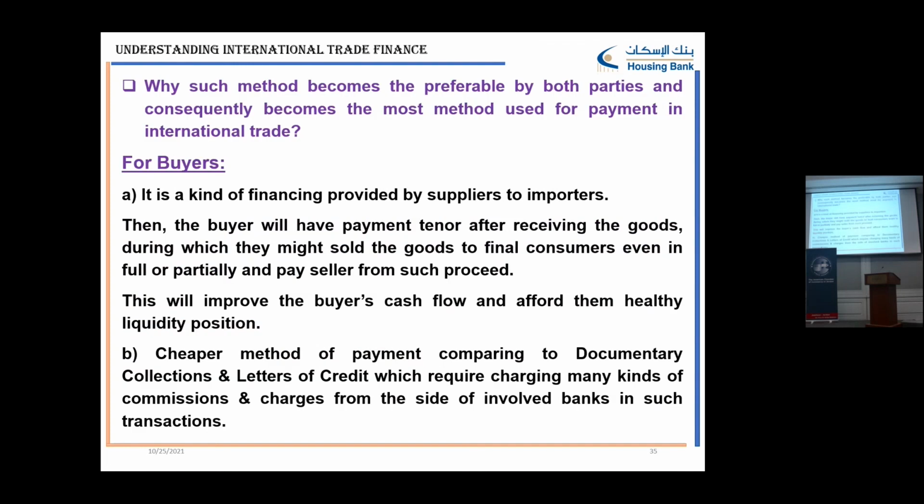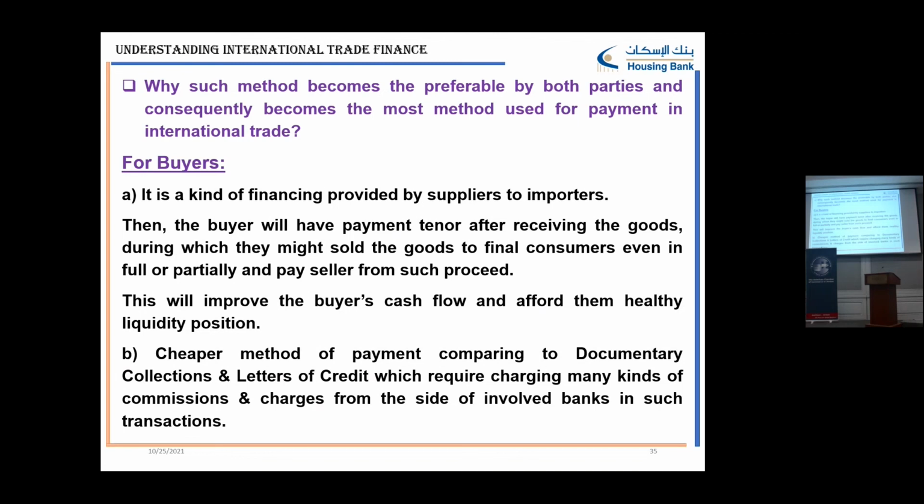Why has such a method become preferable to both parties and consequently the most used method for payment in international trade? Why is it seeing the highest usage now in international trade? For buyers, it is a kind of financing, as we explained, provided by the supplier to the importer. The buyer will make payment after receiving the goods.